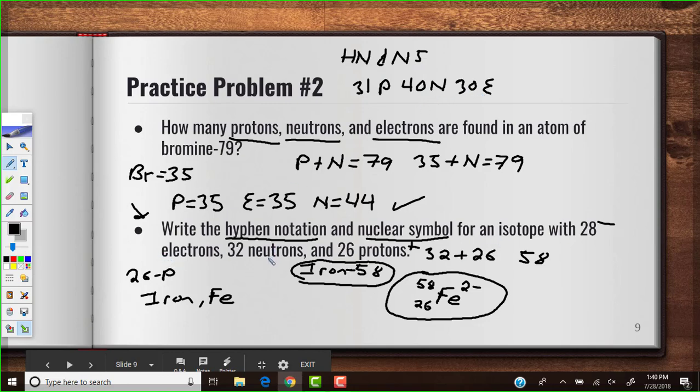Think about how we determined the element, the mass number, and writing that out, and then also determined whether this was an ion based on how many negative and positive charges were present. Hopefully that makes sense, but we'll go through some more of this in class in a little bit.